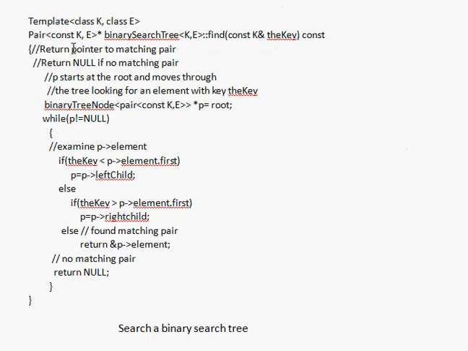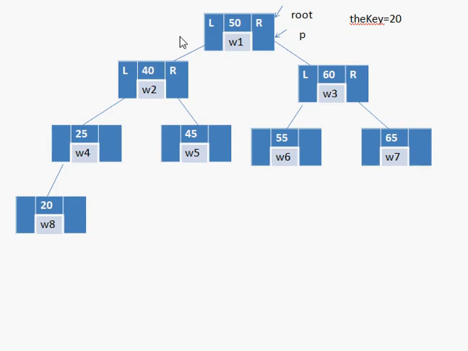Okay, now let's discuss this program. So here we define template class K and E. What is K? K is the data type of your key, and E is the data type of your word, meaning the value for the key. It's a data type. So in this case E is string, K is integer.